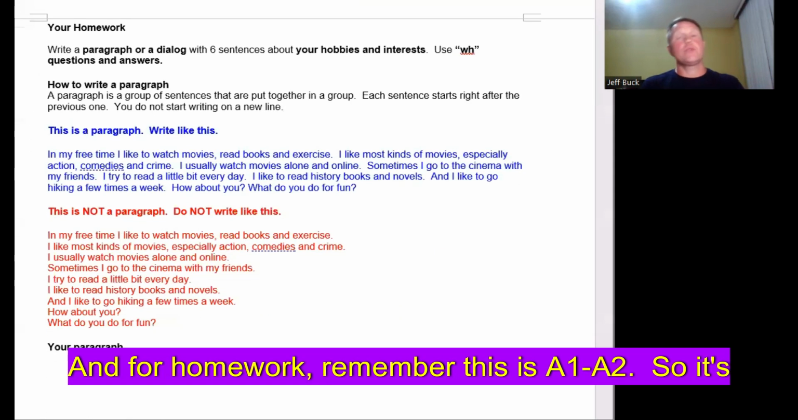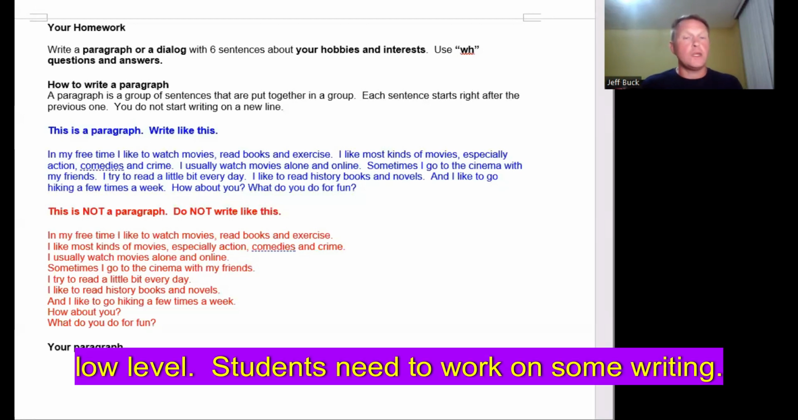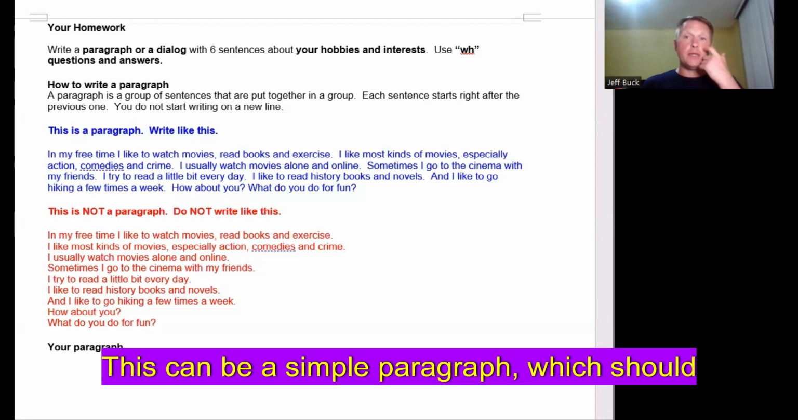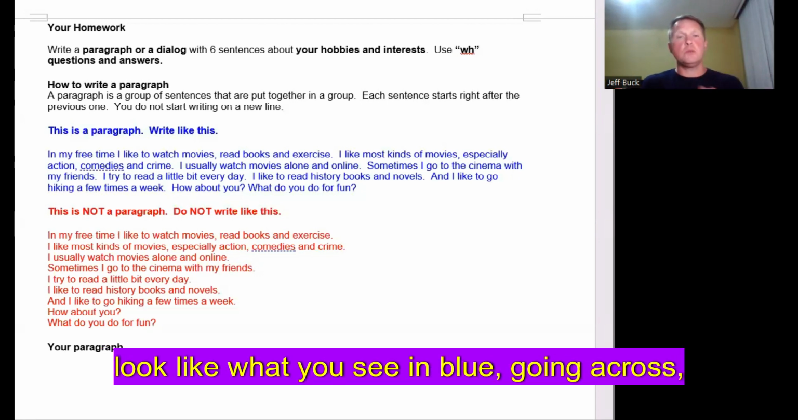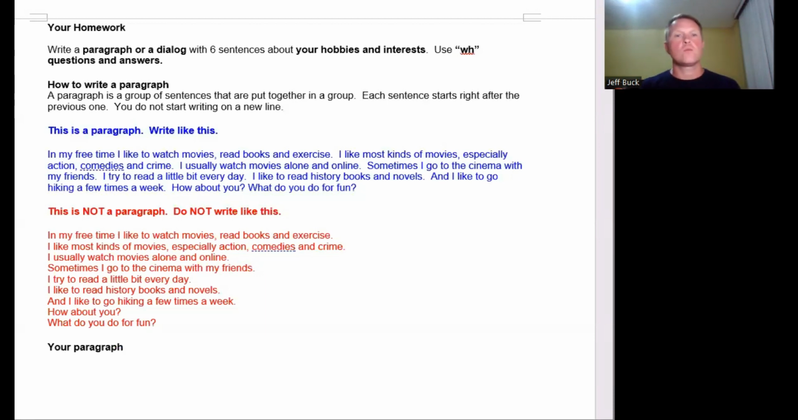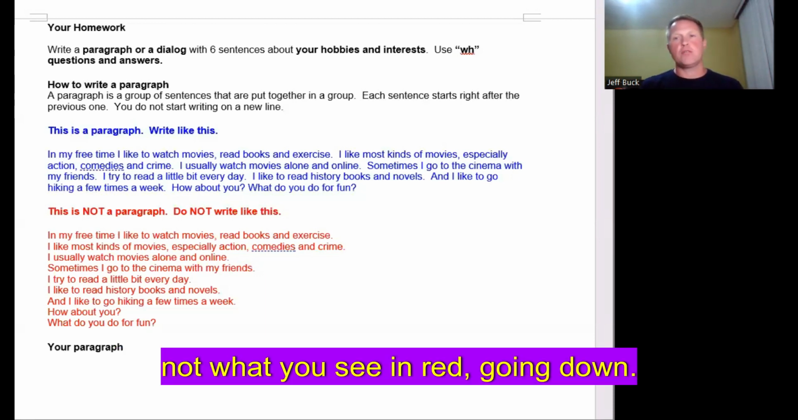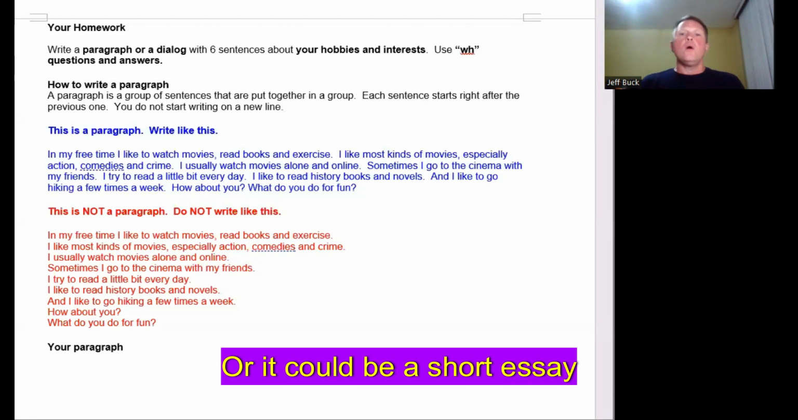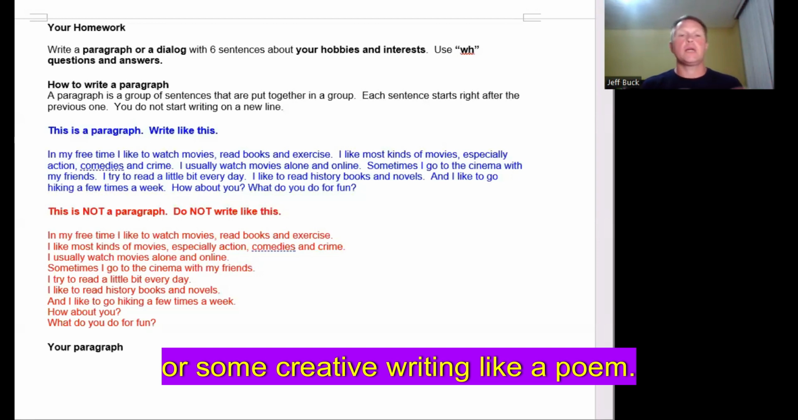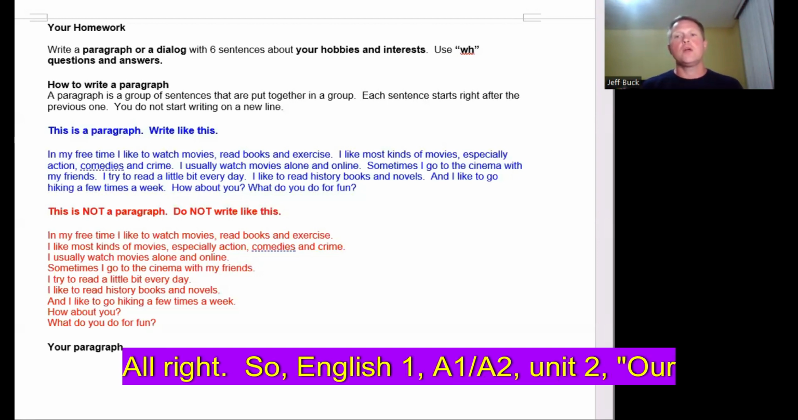And for homework, remember this is A1, A2, so it's low level. Students need to work on some writing. This can be a simple paragraph, which should look like what you see in blue going across, okay, not what you see in red going down. Or it could be a short essay or some creative writing like a poem. All right.